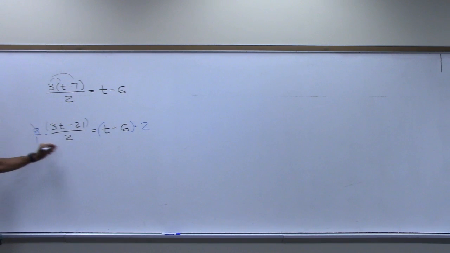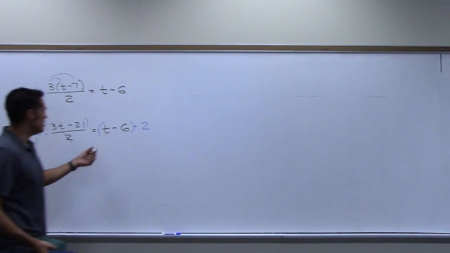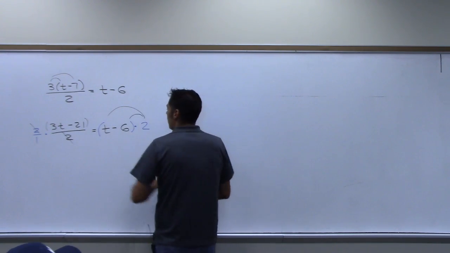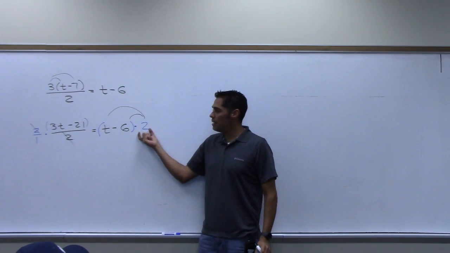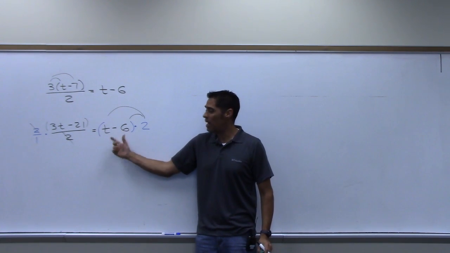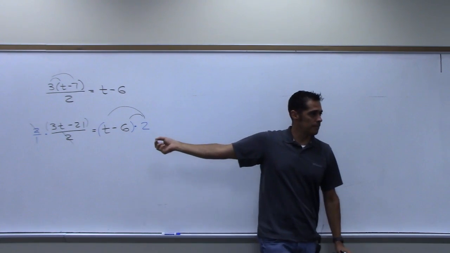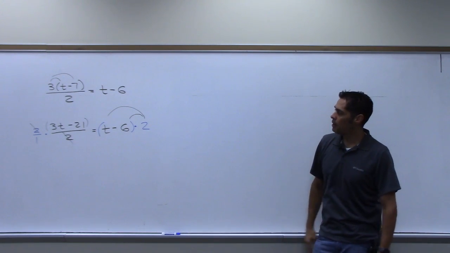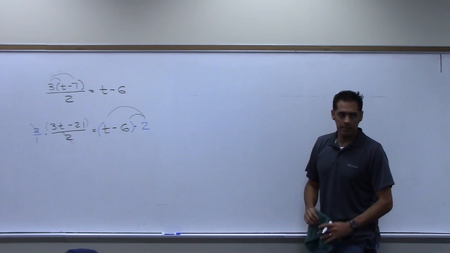So I'm going to do this. And then on the right side, I must distribute this 2 through. And it's important that when you multiply this side by 2, because you had 2 terms here, terms are separated by addition and subtraction, the 2 must go to both, must pass through to both. Any questions on that step?